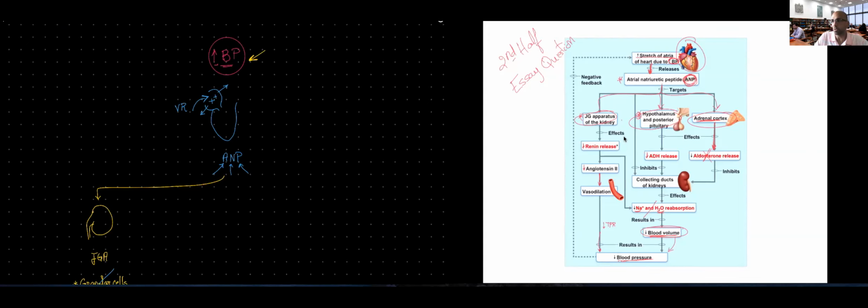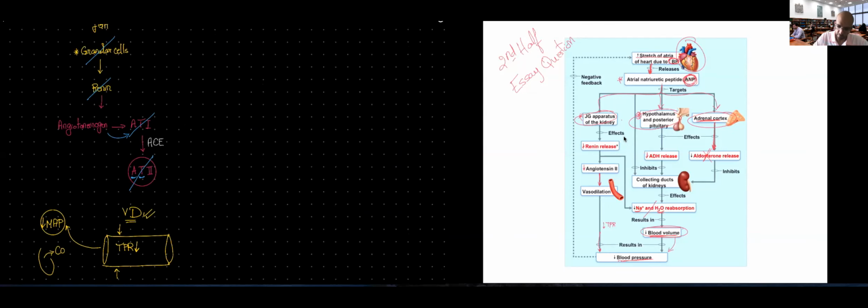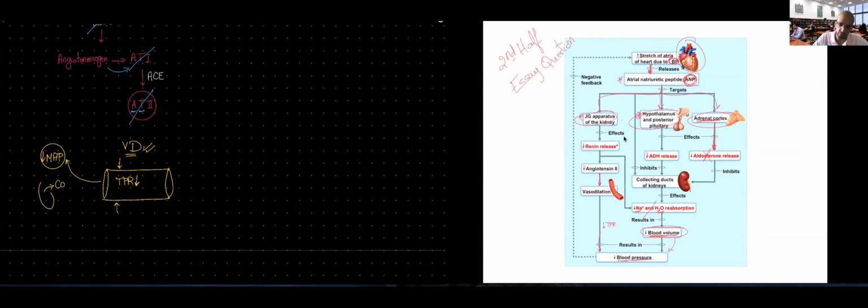So when you inhibit the release of renin, you don't get angiotensin II, you dilate the arterioles, dropping the total peripheral resistance, and as a result, you're going to have a drop in the mean arterial pressure. This is what you want.